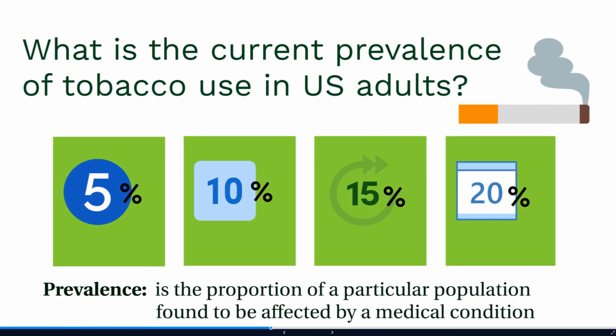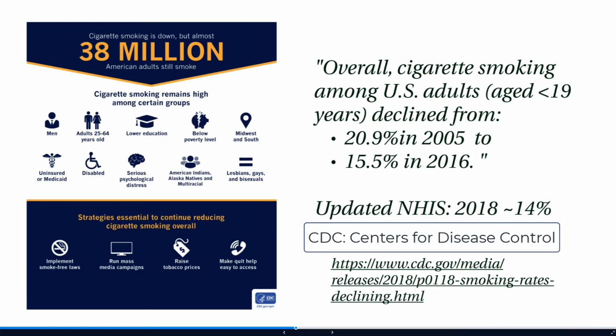What do you think is the current prevalence of tobacco use in U.S. adults? So when we ask what is the prevalence of tobacco use in U.S. adults, it's really asking how many people are current smokers. Do you think it's 5%, 10%, 15%, or 20%? It turns out, according to the CDC in 2018, we had 14%.